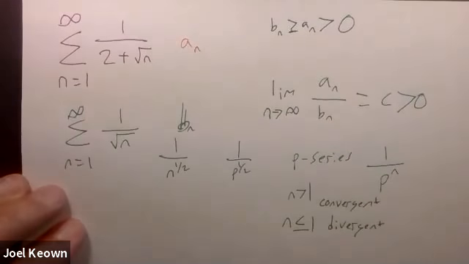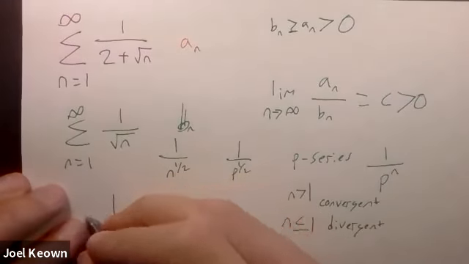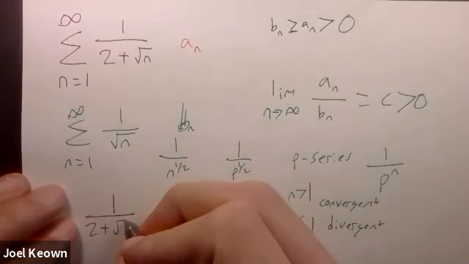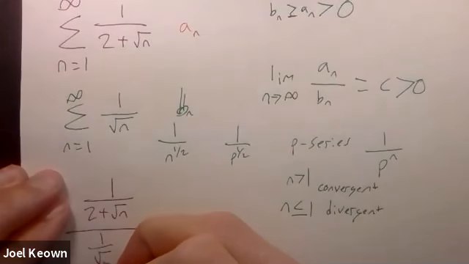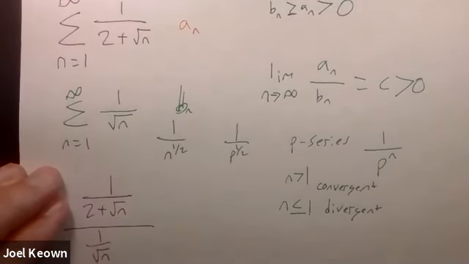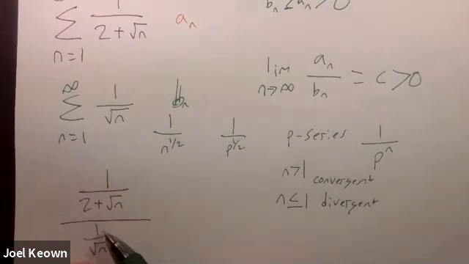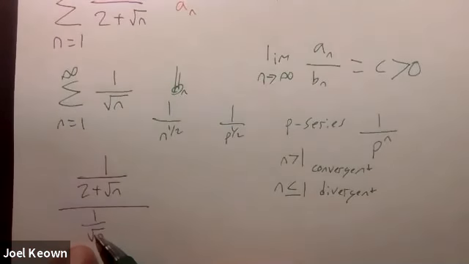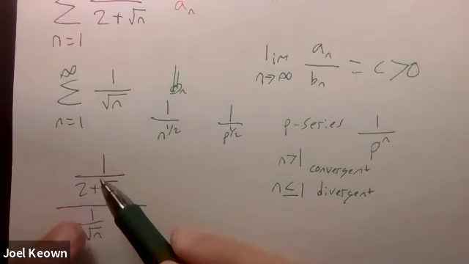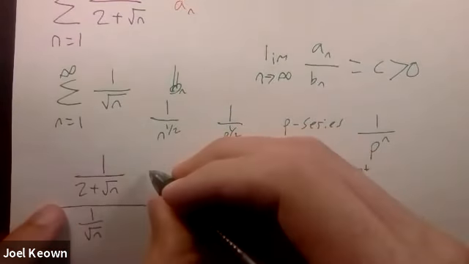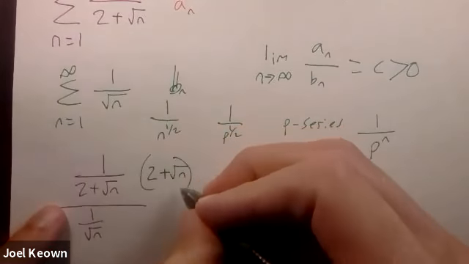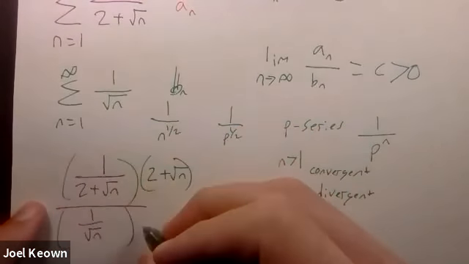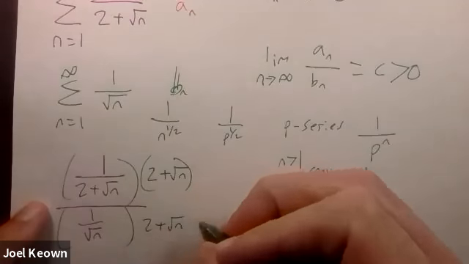So I'm going to say, all right, my a sub n goes on top, 1 over 2 plus square root of n, over 1 over square root of n. Normally, I would multiply top and bottom by the reciprocal of this. But I really want to get a fraction of n's, that's going to simplify a little better. So I'm going to multiply top and bottom by 2 plus square root of n.